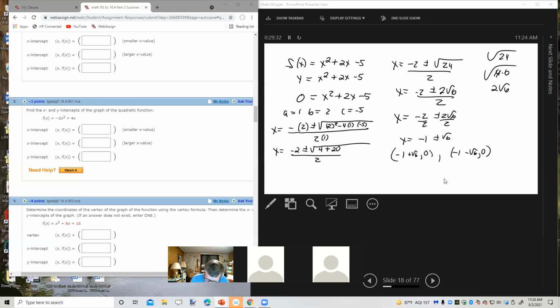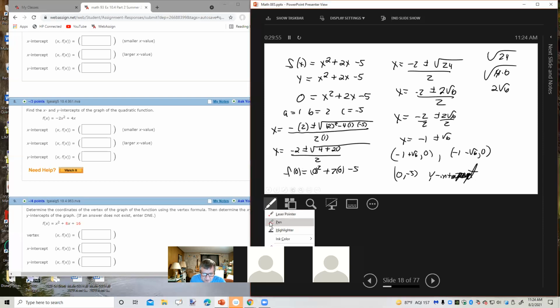To find the y-intercept, you'd set x equal to 0. What's f of 0? That's 0 squared plus 2 times 0 minus 5. So 0, -5 would be the y-intercept. That's right. If you just scribble it, then nobody knows what it really is. So let's go back and do that a little bit better. So these are the x-intercepts and the y-intercept. Okay with that?